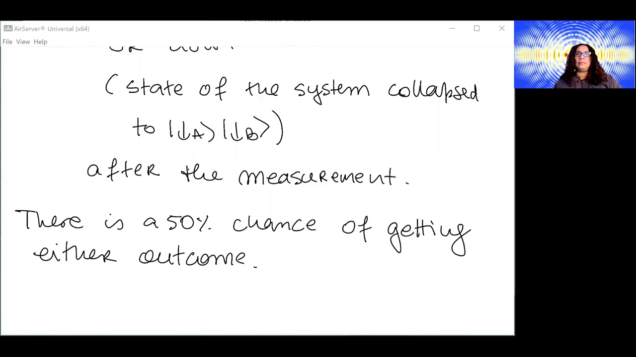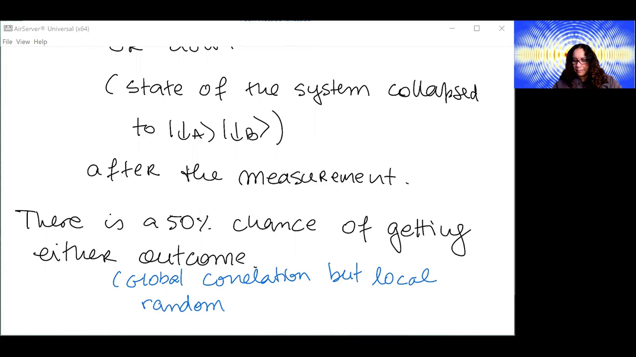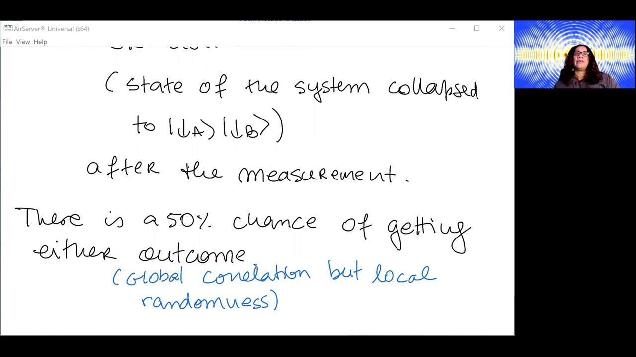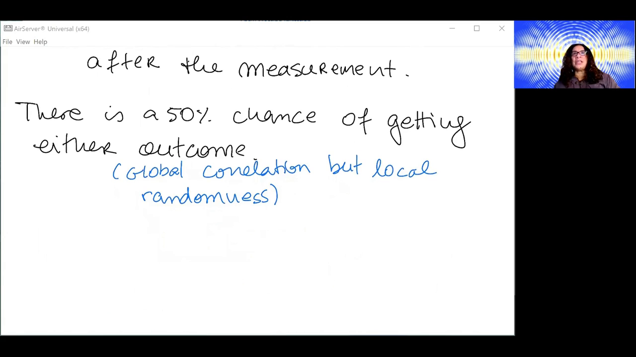Now, this is what we call global correlation, but some kind of local randomness, because we have seen that the particles are correlated, but the result that you can have is 50-50 up or 50-50 down. And now the question that was posed, in fact, by Einstein, Podolsky, Rosen was the following.